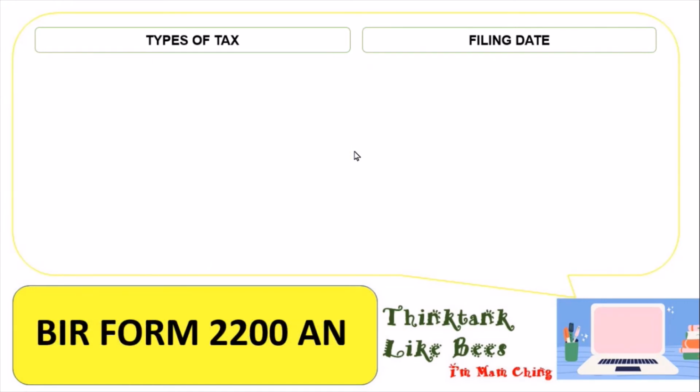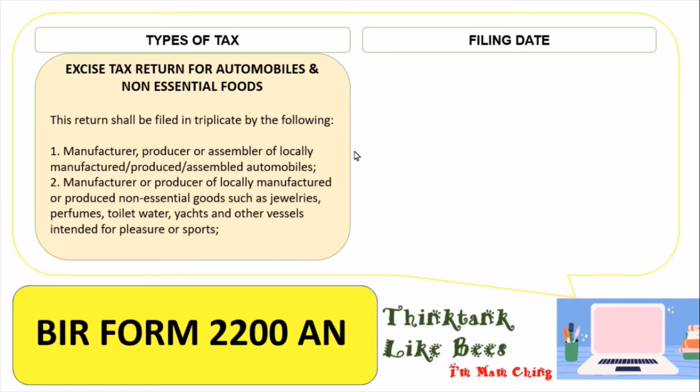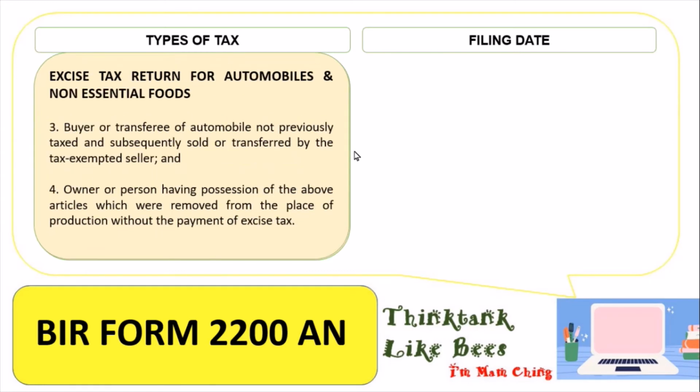Next we have BIR Form 2200AN. So this is the excise tax return for automobiles and non-essential goods. So this return shall be filed in triplicate by the following: manufacturer, producer, or assembler of locally manufactured, produced, or assembled automobiles, manufacturer or producer of locally manufactured or produced non-essential goods such as jewelry, perfume, toilet water, yachts, and other vessels intended for leisure or sports.